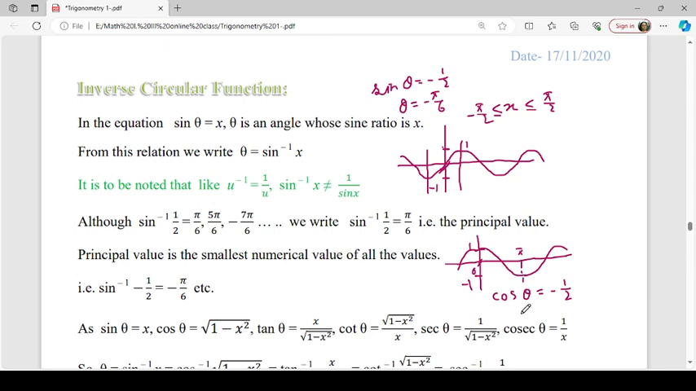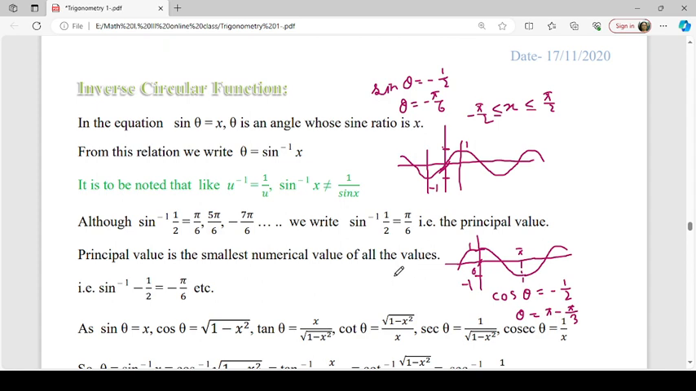So theta will be written as pi minus pi by 3. Cos of pi minus theta is minus cos theta, and cos of pi by 3 is half. So cos of pi minus pi by 3, we consider this value, pi minus pi by 3. In this way we write the principal values. So when we say cos inverse of minus half, we write it as pi minus pi by 3.